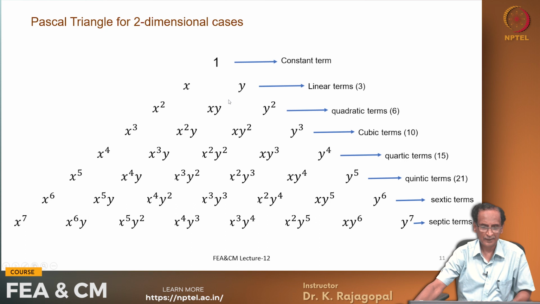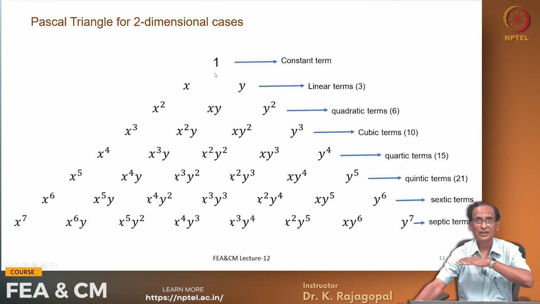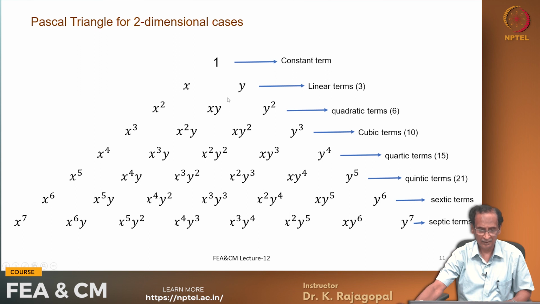See, if you look at the number of terms in the Pascal triangle up to any particular row, up to second row we have 3 terms, and up to third row we have 6 terms, 3 plus 3. Okay, and then up to fourth row we have 10, 6 plus 4 is 10, and then in the quartic terms in the fifth row we have 5 terms, 1 2 3 4 5. So 15 terms.